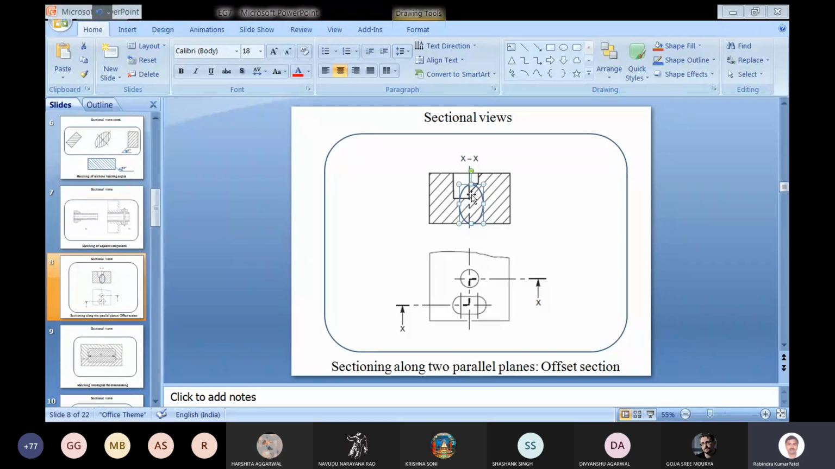Offset section means we are shifting the cutting plane by some distance, and there we can show the cutting plane lines, and as such they are not in continuation to the other part of the section lines.